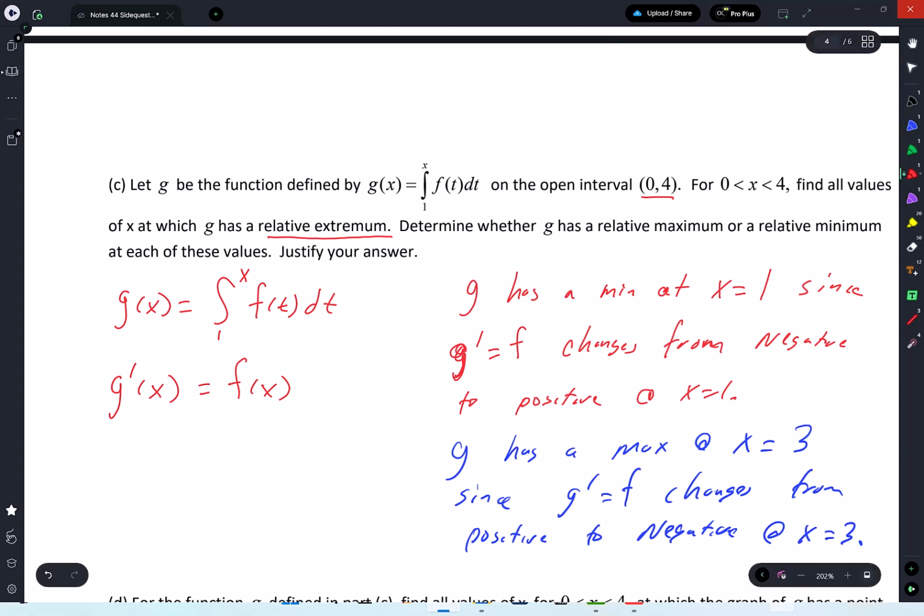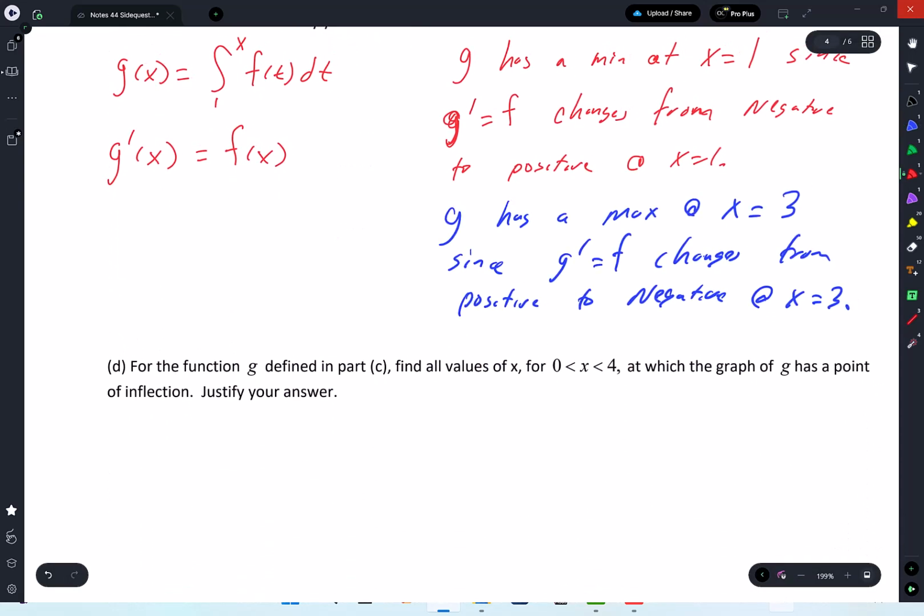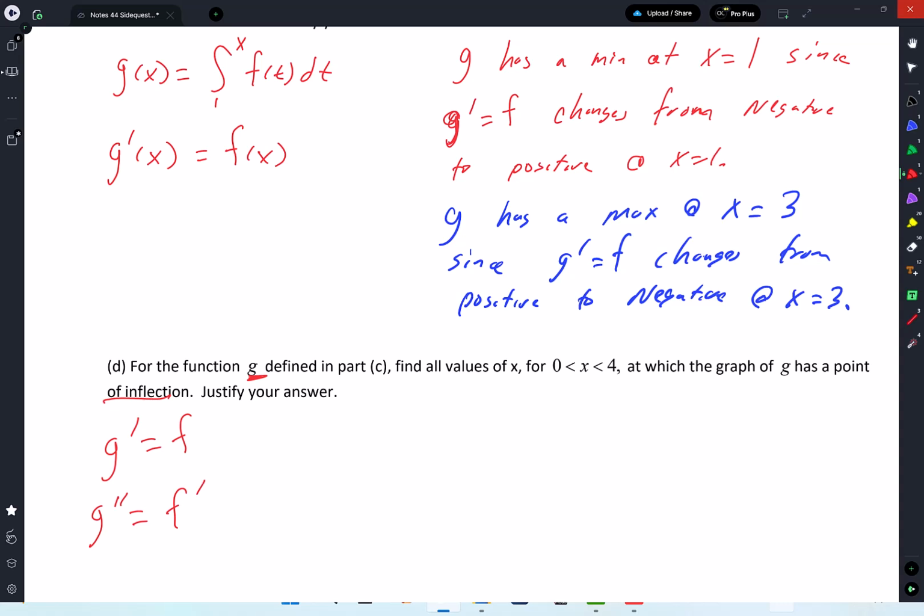There it is. All right, look at the next letter, letter D. For the function g, so they're still talking about g in part C, find all values of x between 0 and 4 at which the graph of g has a point of inflection. Justify your answer. All right, guys, we already know this. g prime equals f. They don't tell us if g prime is increasing. Well, I guess they kind of do, but you're going to need the next one. g prime prime equals f prime. So we're checking where g prime prime changes signs. Does that make sense?